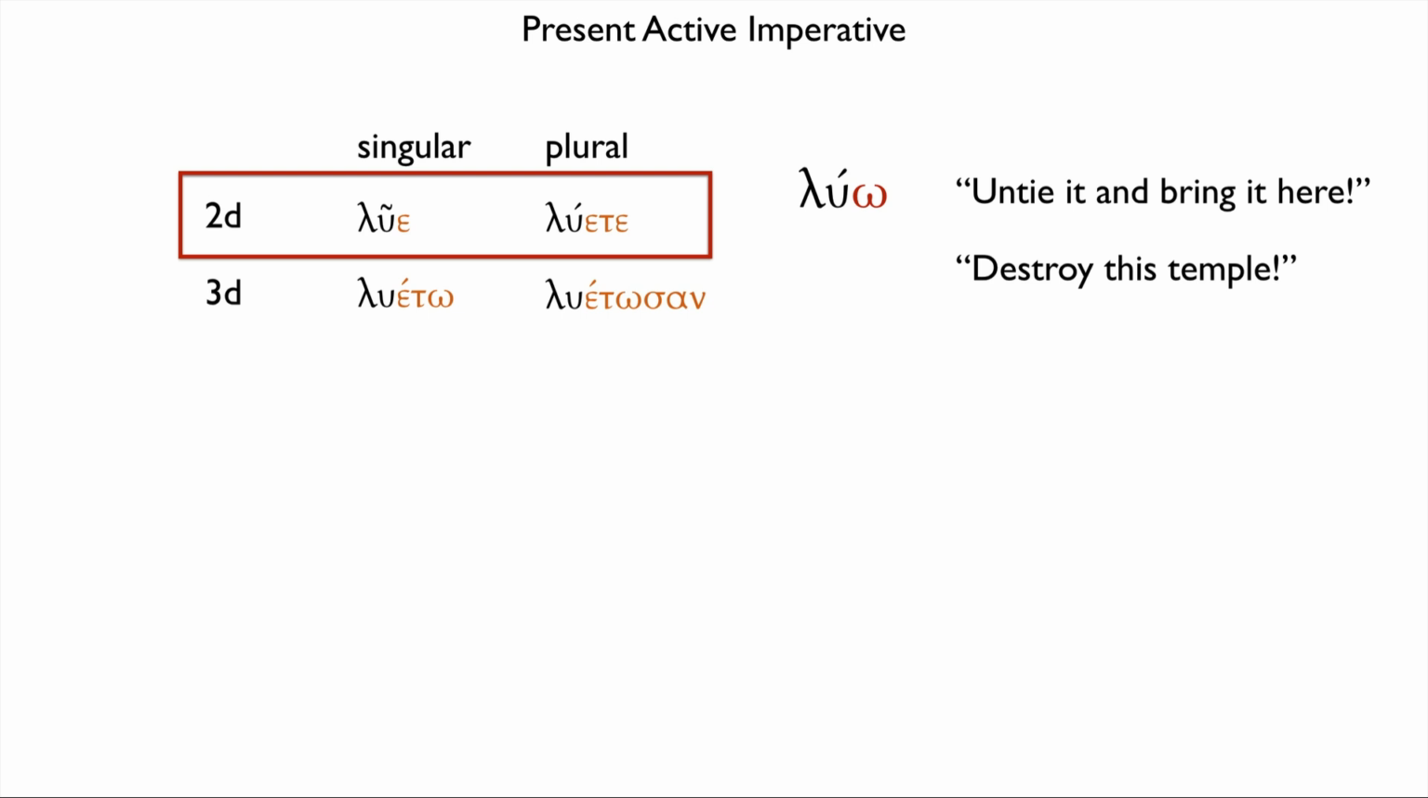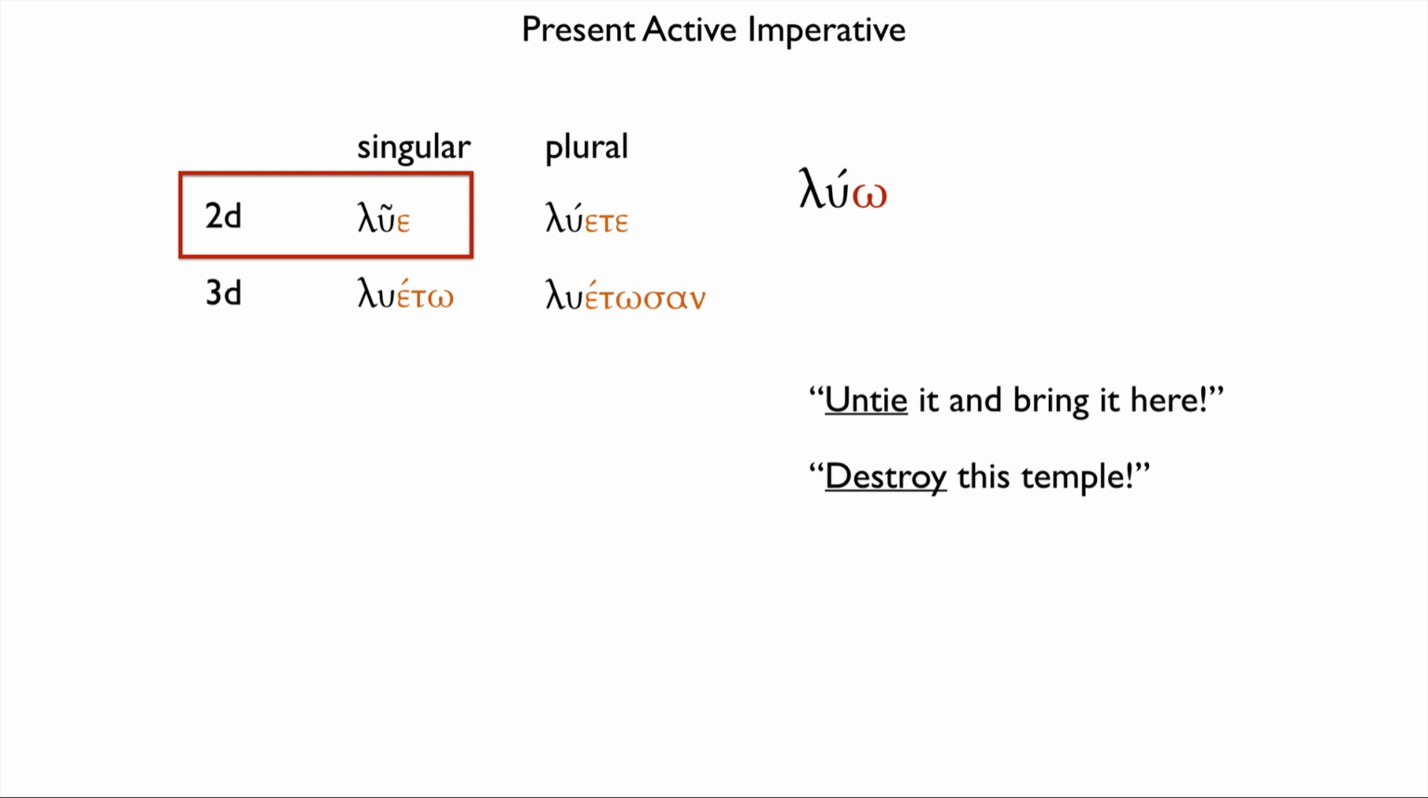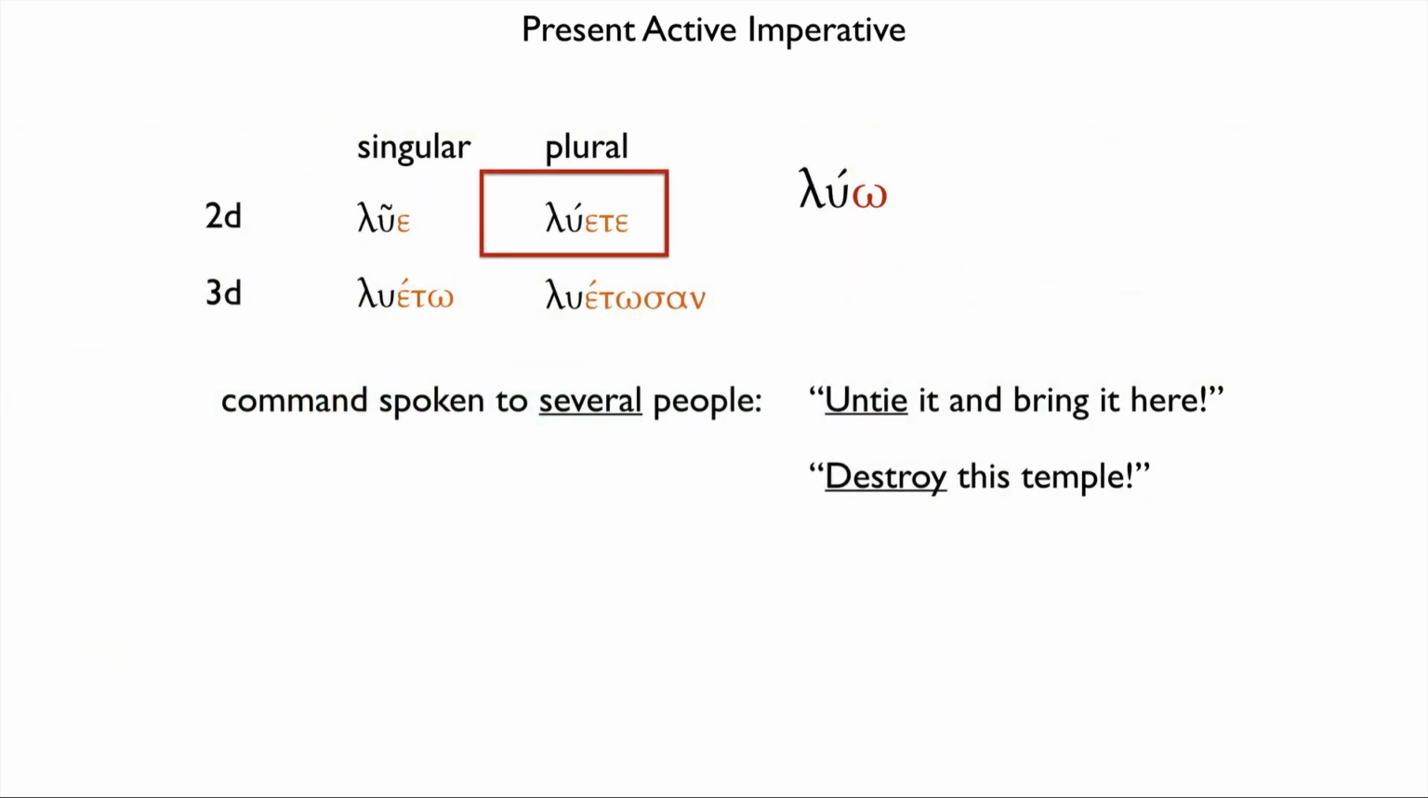So what's going on underneath the hood to make these imperatives? In order to say untie it, you start with the verb, you lop off the conjugated ending, the omega, and you add these new imperatival endings. Lue is the way you say to a single person, untie it. If you want to command more than one person, then you're going to use the plural. And so likewise, you start with luo, you lop off the conjugated ending, and you add the plural ending, ete, luete.